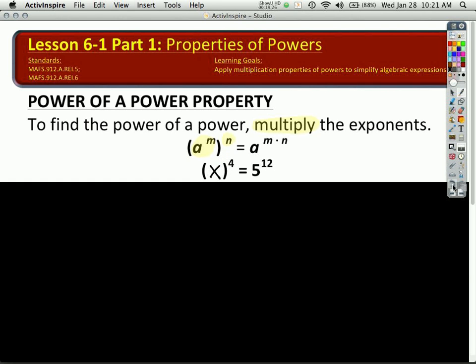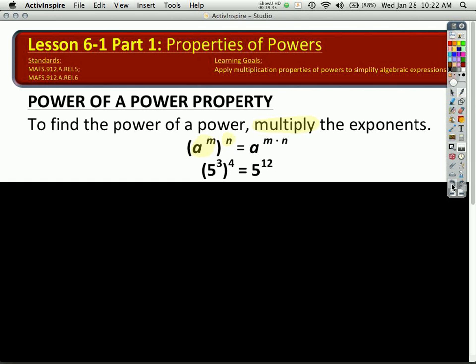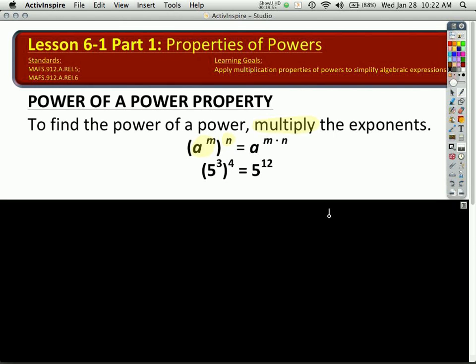So let me change it. What if I put a letter H to the fourth power? What would you say now? Adriana? H times H times H times H. So you have to say it 4 times, right? No matter what's in there, you have to say 4 times. So now let me show you what's really in there. How many times do you have to say 5 to the third power? 4 times. So it's 5 to the third times 5 to the third times 5 to the third times 5 to the third.